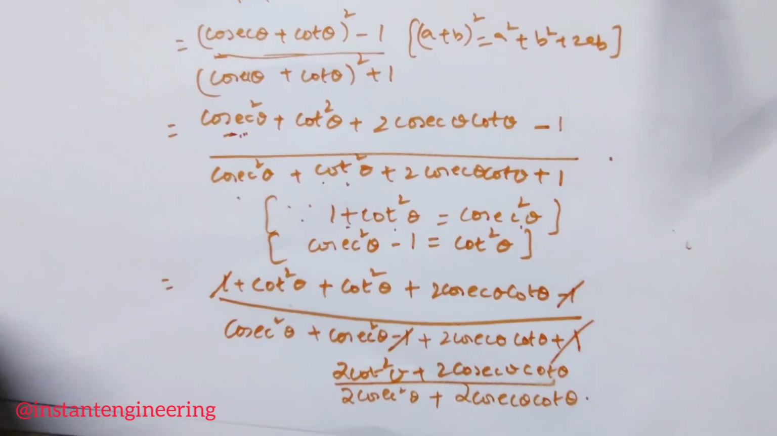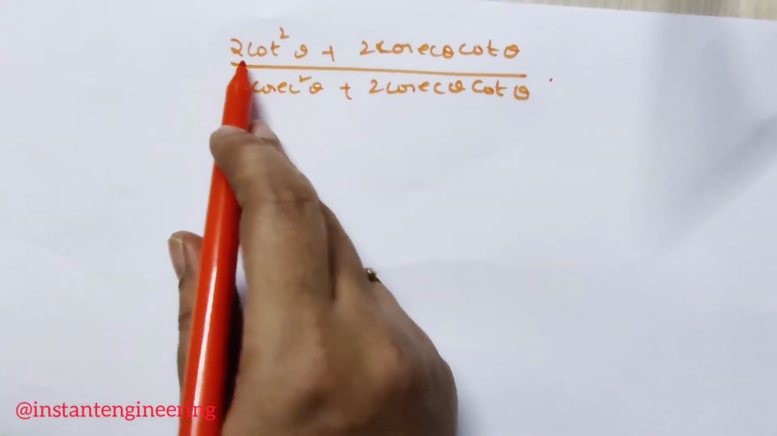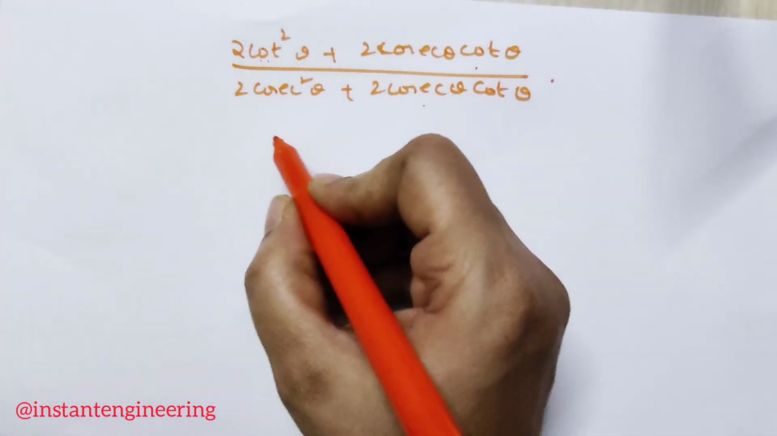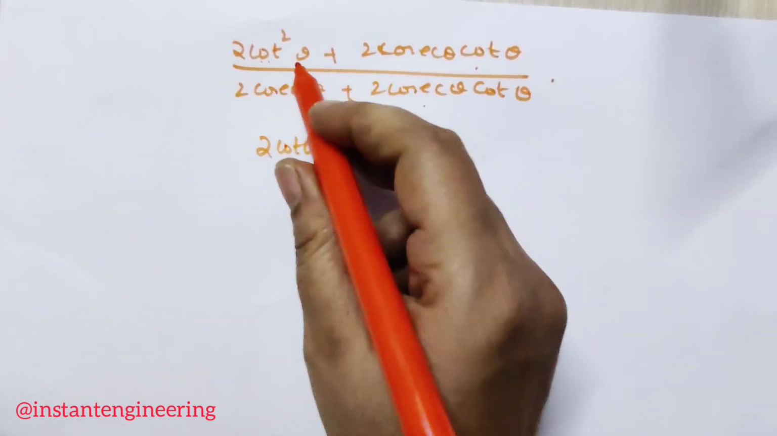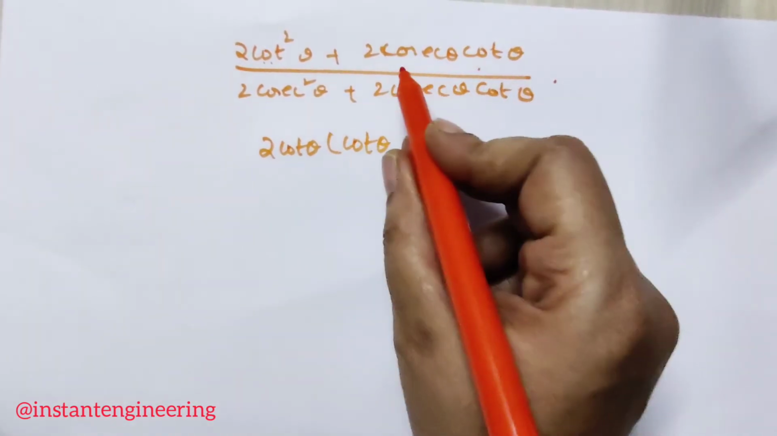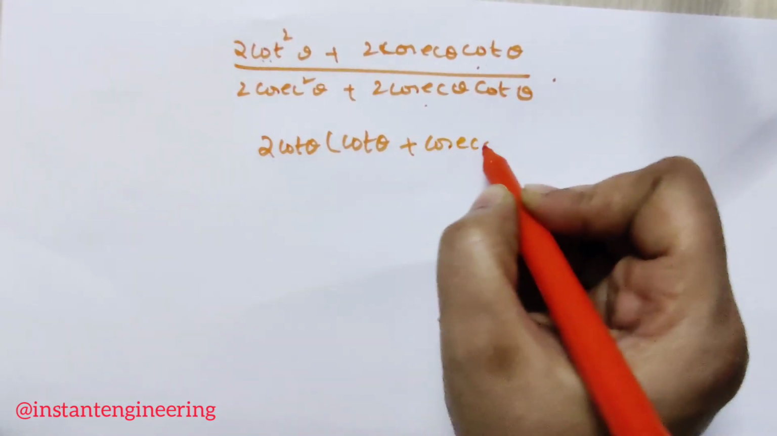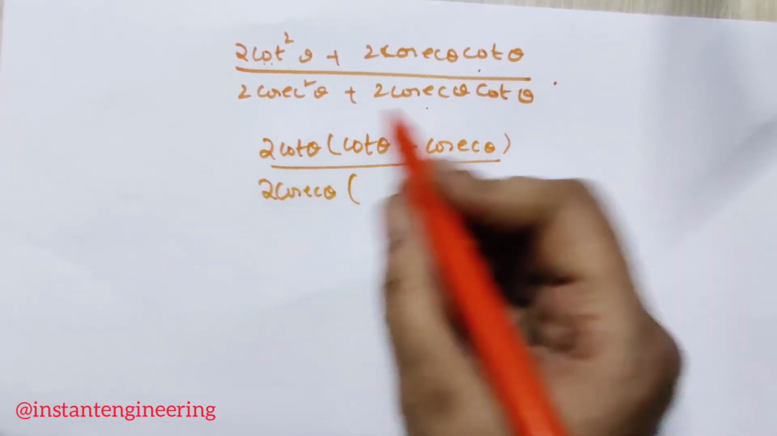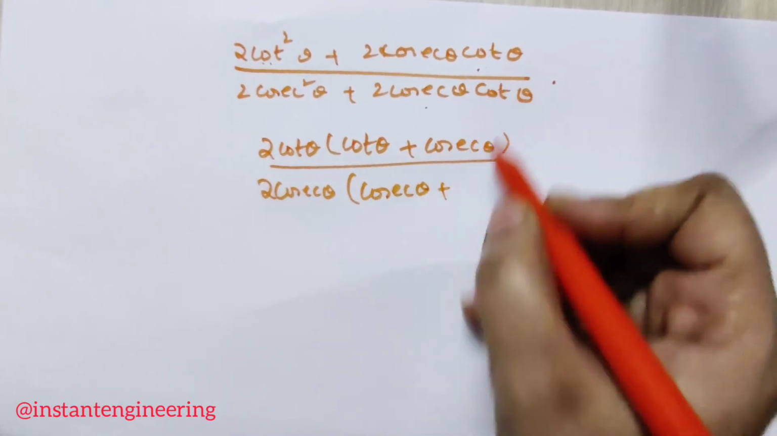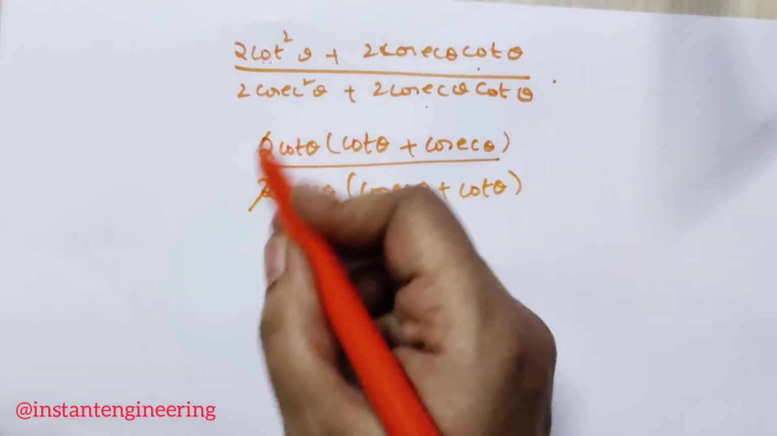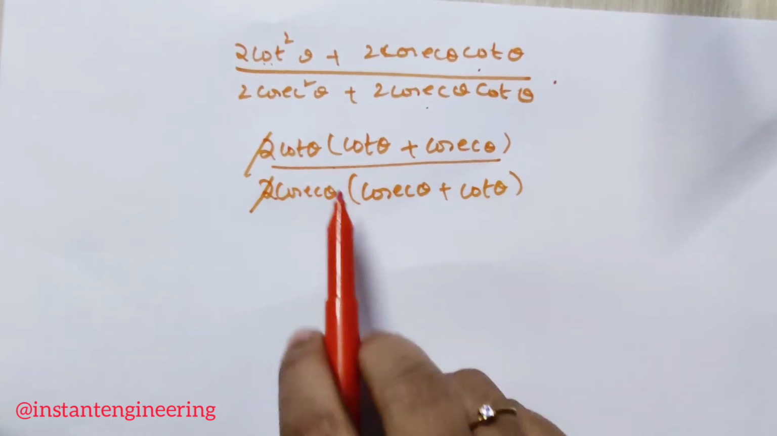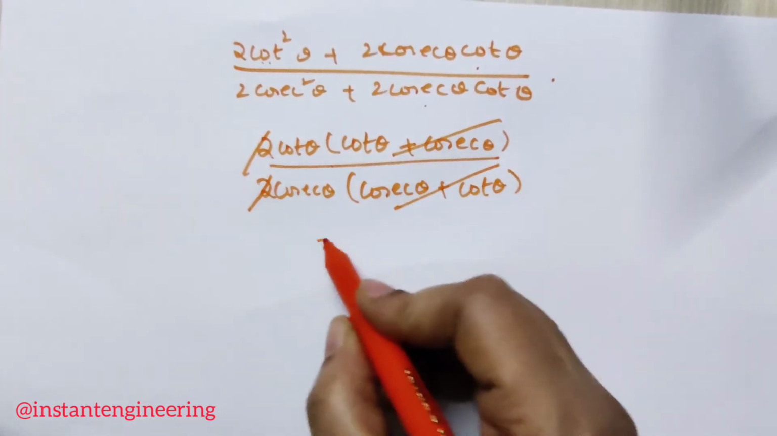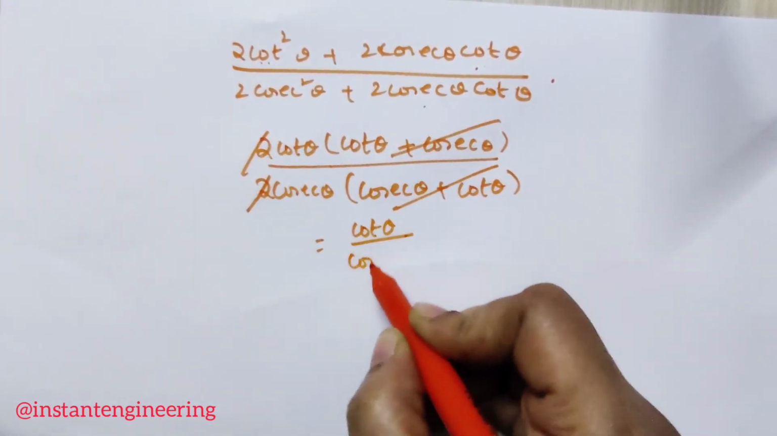After this, taking common: in the numerator the common is 2 and cot theta, and in the denominator the common is 2 and cosecant theta. Taking those common, in the numerator the remaining is cot theta plus cosecant theta, and in the denominator the remaining is cosecant theta plus cot theta. The 2 cancels, and now you can cancel this because it is in multiplication, so this whole term cancels. The remaining is cot theta by cosecant theta.